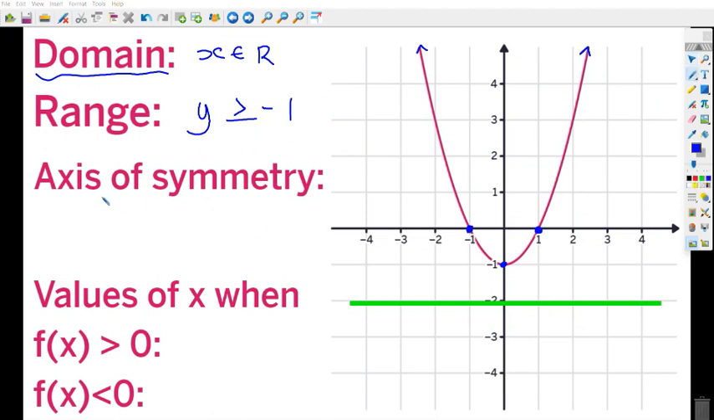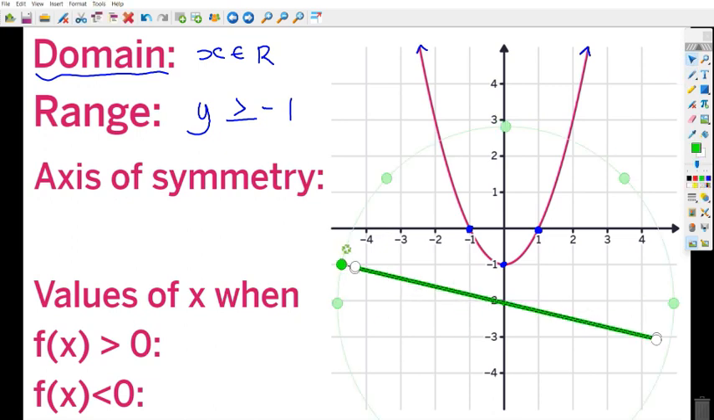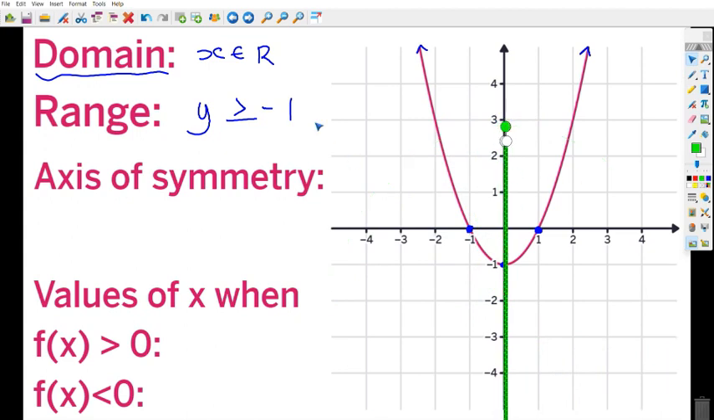Okay, my axis of symmetry. What is an axis of symmetry quickly? Let's revise. An axis of symmetry is a line drawn straight through my graph that cuts my graph evenly on both sides. If I could flip my graph over on either side of this line, my graph is going to look exactly the same. They mirror each other. If you put your hand on this green line, on either side of your hand you've got something that looks exactly the same, just mirrored.